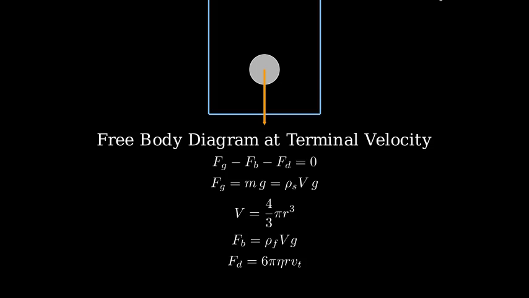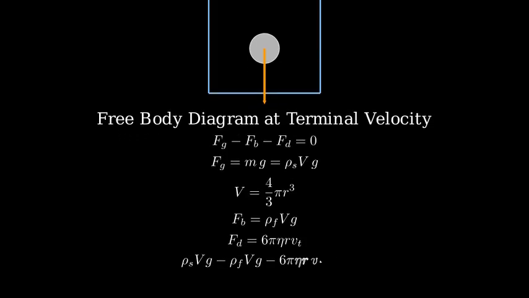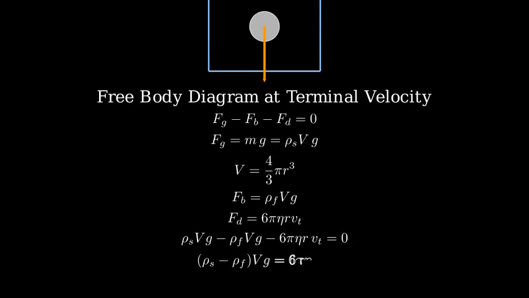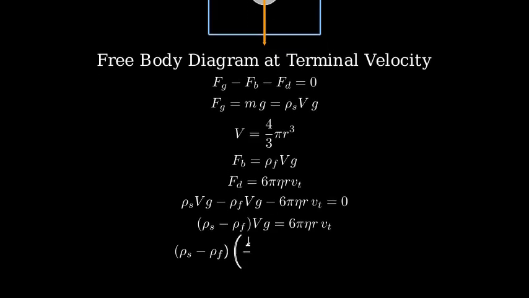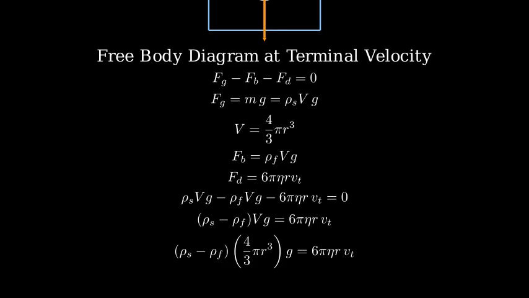Now, let's substitute these expressions into our force balance equation. We get rho_s times V times g minus rho_f times V times g minus 6 pi eta r v_t equals 0. Rearranging this equation, we get (rho_s minus rho_f) times V times g equals 6 pi eta r v_t. Substituting the volume of the sphere, we get (rho_s minus rho_f) times 4/3 pi r cubed times g equals 6 pi eta r v_t.